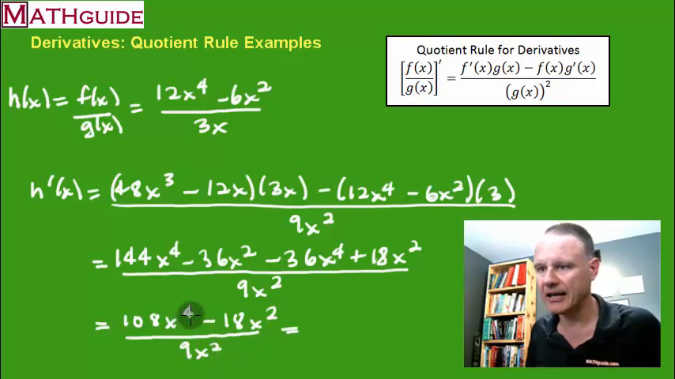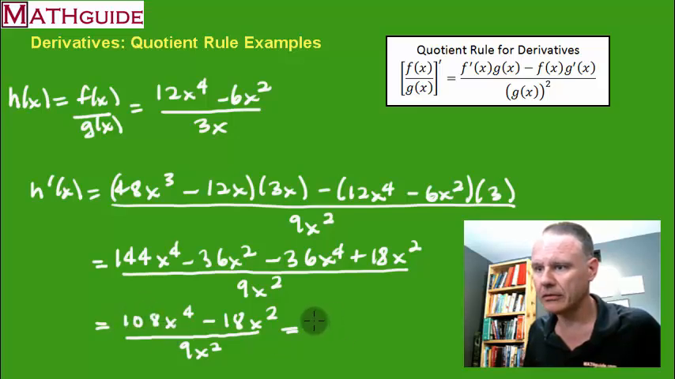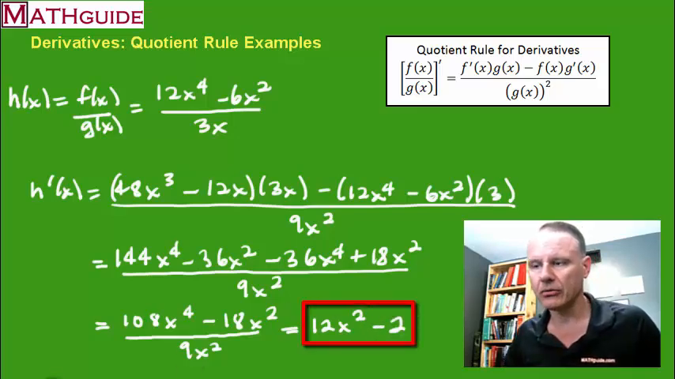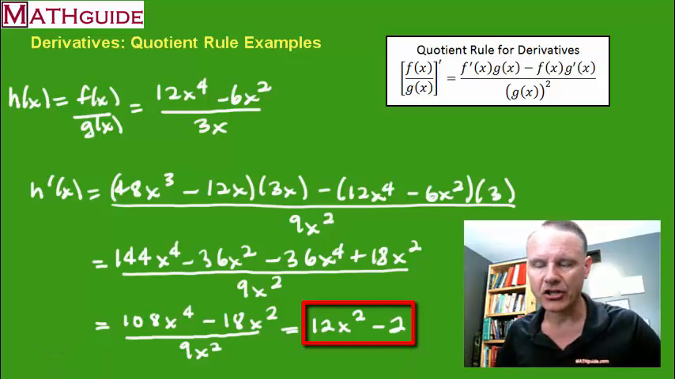Now, since I can't combine like terms in the numerator any further, let's divide. I take 108 divided by 9, that's 12, so 12x squared. And dividing here, I'm going to get a minus 2. And there you have it. So that is h prime, the derivative of h.